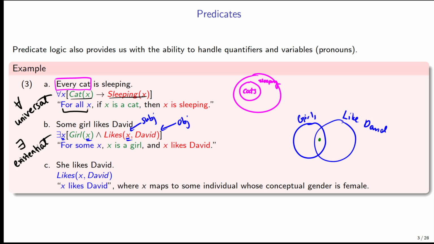And if we don't have a quantifier out front, if we don't have a universal or an existential, and we still have a variable like x, then this is what's called free, and we'll talk about that in scope in the next video. We refer to this as a pronoun. So she likes David could be represented as likes X David. We could read this as X likes David, and we just specify the constraints on X. So if we say she likes David, then X is some individual whose conceptual gender is female.